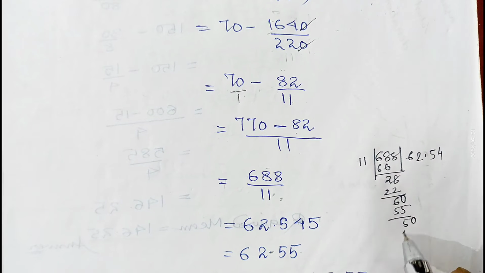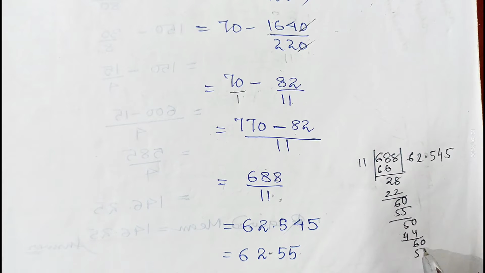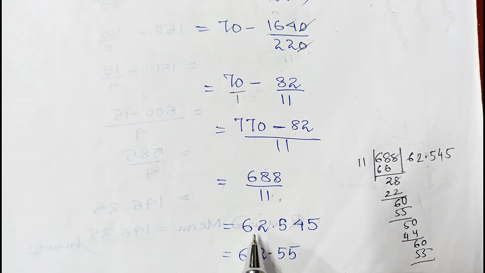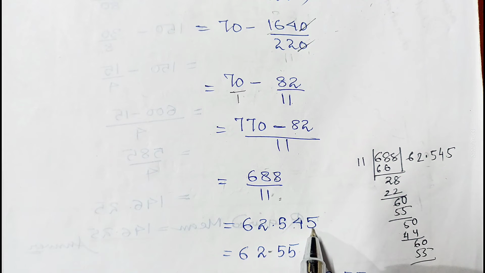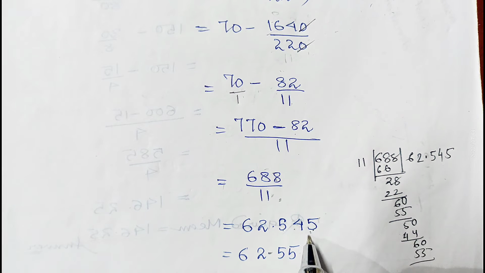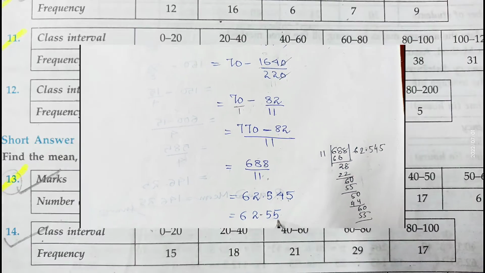4 11s are 44, 60, 5 11s are 55. In this way, after the decimal, you just calculate 3 places. So you got 62.545. Now, since the third place is 5 or more than 5, you have to cancel this 5 and add 1. So it will become 62.55. Therefore, the required mean is 62.55.